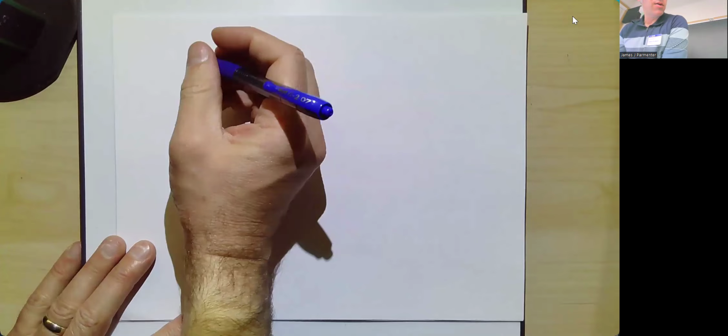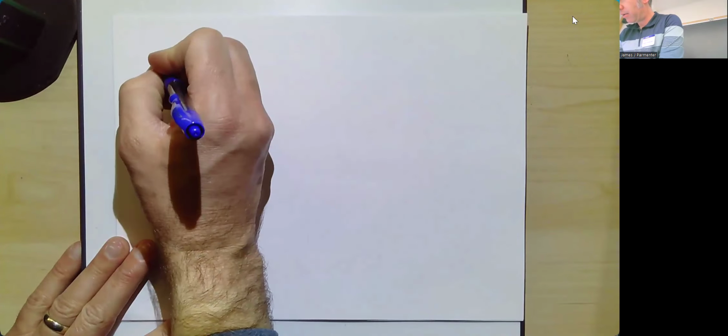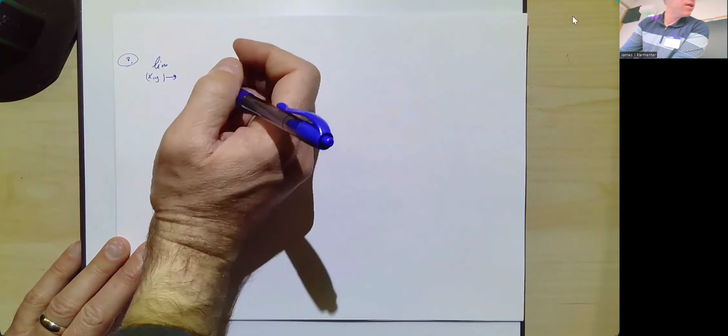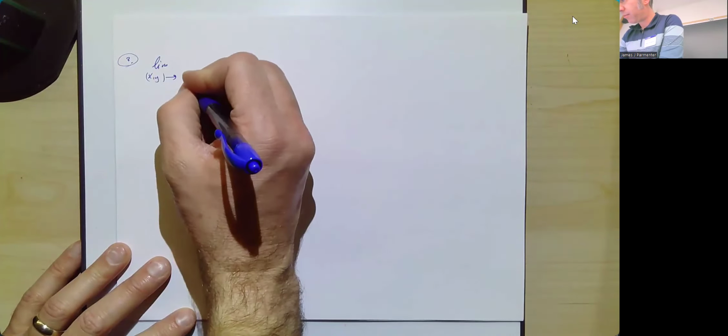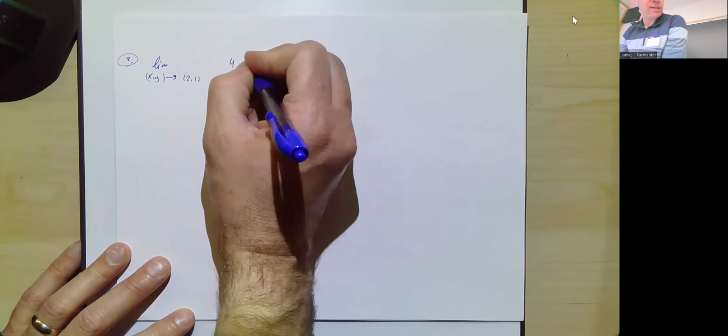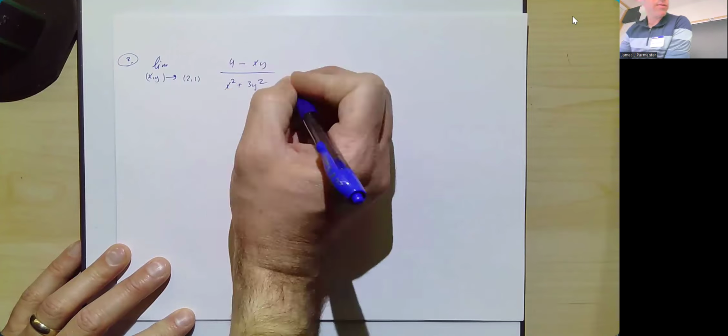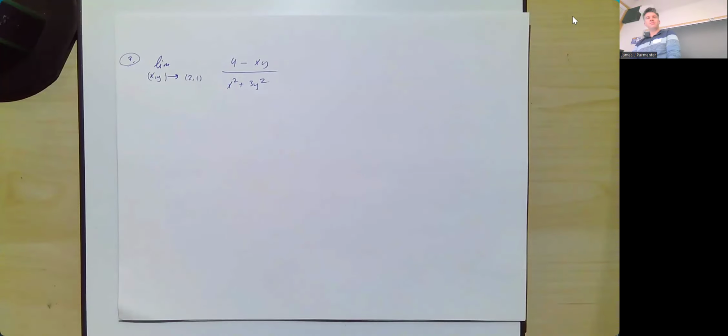Let's look at a few limits though, because I know it's been a minute since you talked about a limit. So let's say we got the limit as x comma y approaches 2 comma 1 of 4 minus xy over x squared plus 3y squared. I don't see any factoring. What should I start doing?